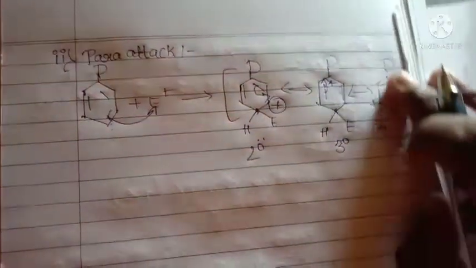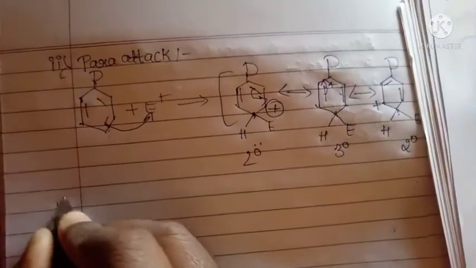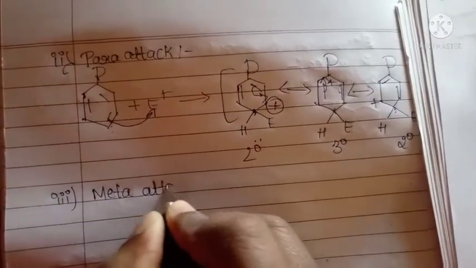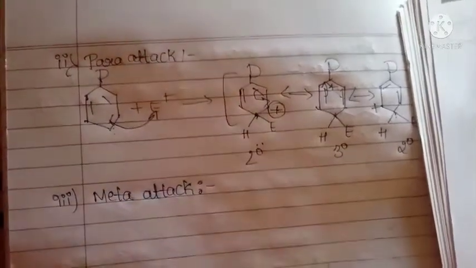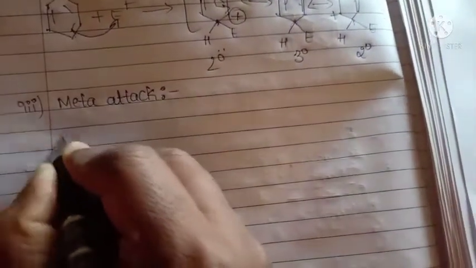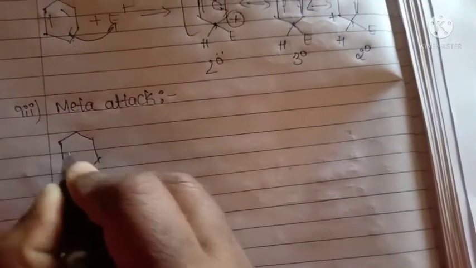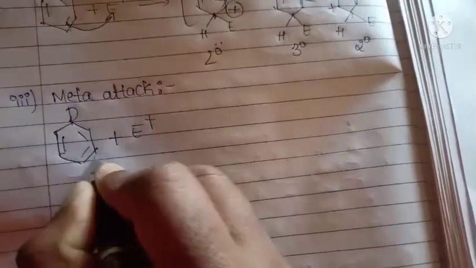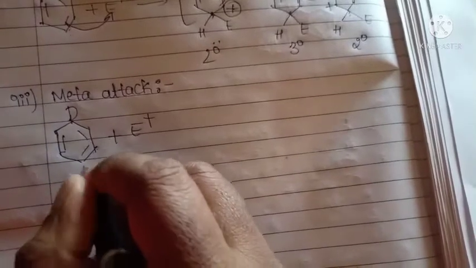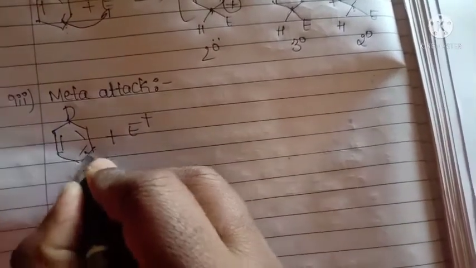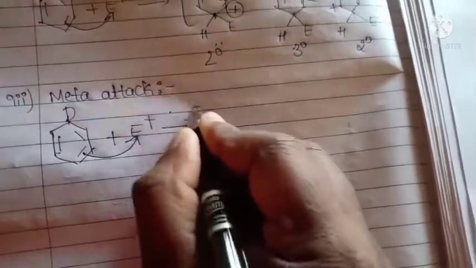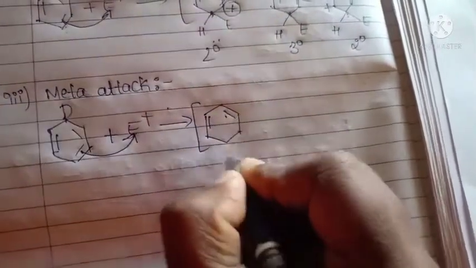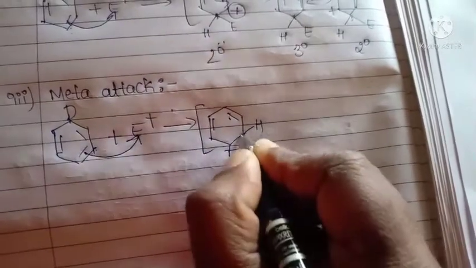Last one, the third one, is meta attack. It means attack at the meta position. You have to observe here. D plus electrophile. Meta position means this one. This will bond with here. H and E should be present on the meta position. It will carry positive charge, H, E.